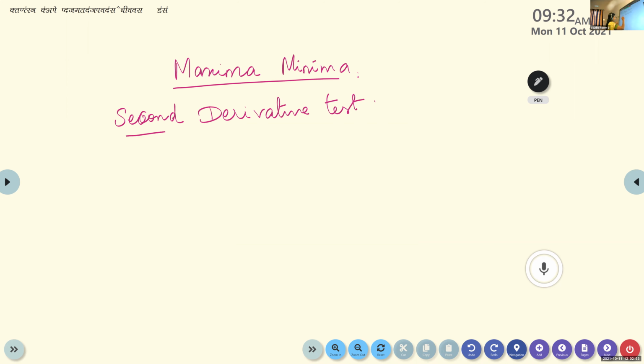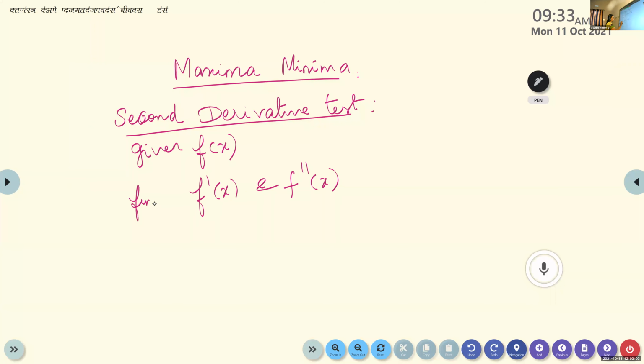Listen, all of you. Suppose we are given a function f of x. You find f dash of x and f double dash of x. We have to find the second order derivative and first order derivative. And what is the next step, children? Put f dash of x equal to 0 and solve for x. We will find the value of x.